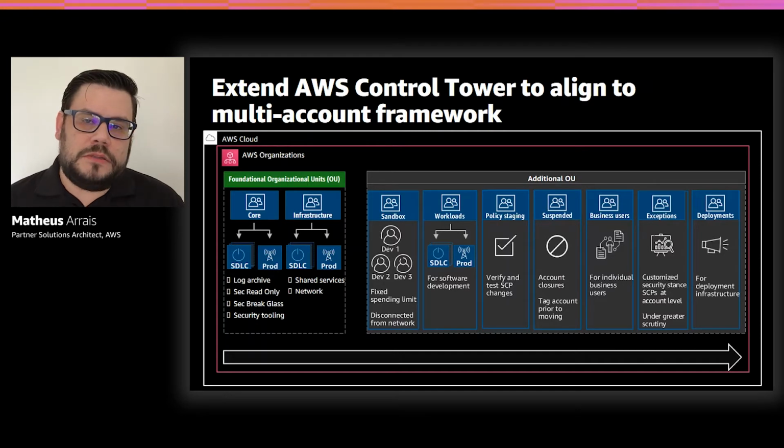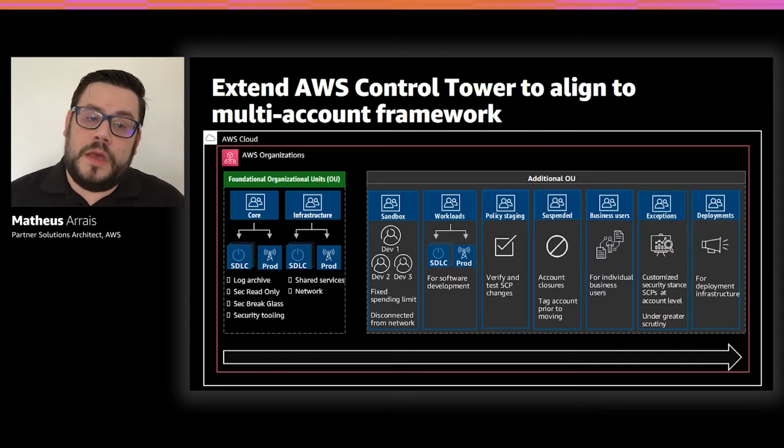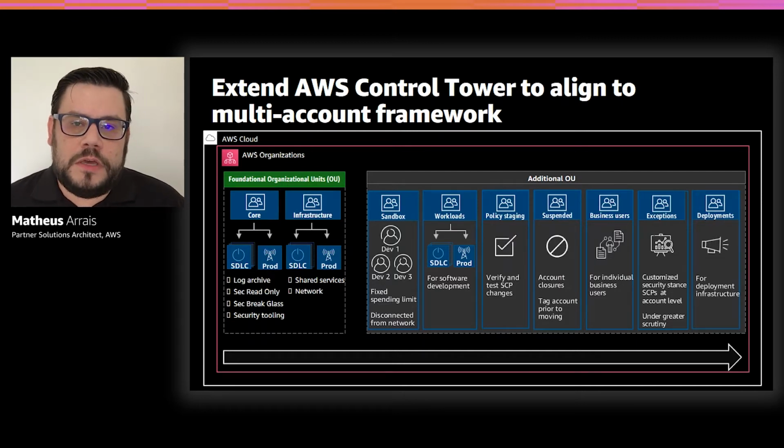So you might not be at this framework today, and that's okay. But you should evolve to become similar to this as you grow on AWS.